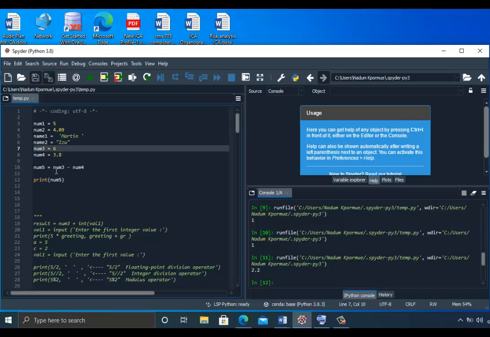So the difference between 6 and 3.8 is what? 2.2. So this is the flexibility feature that Python has over some other programming languages like C++, C#, or even Visual Basic, including Java. This is the flexibility, so it's an added advantage.